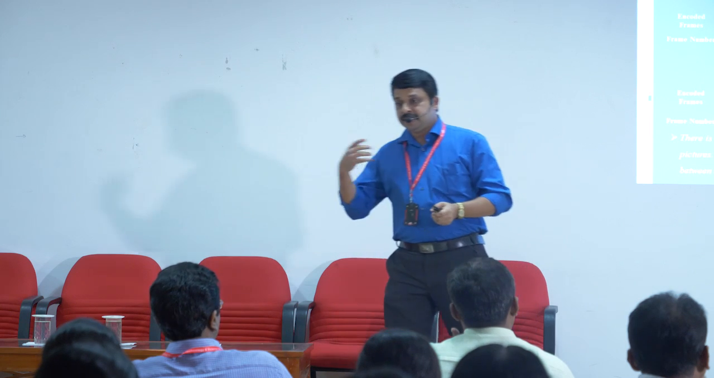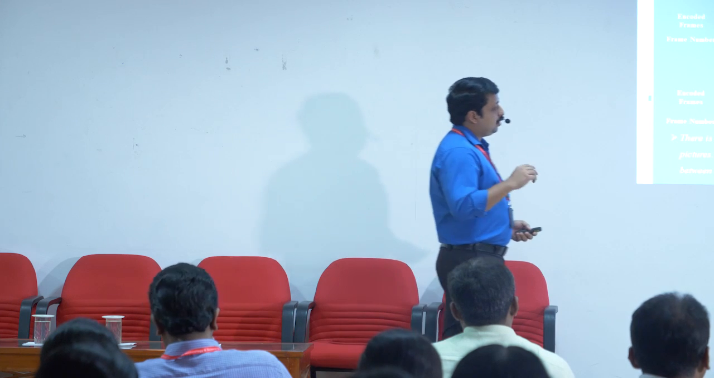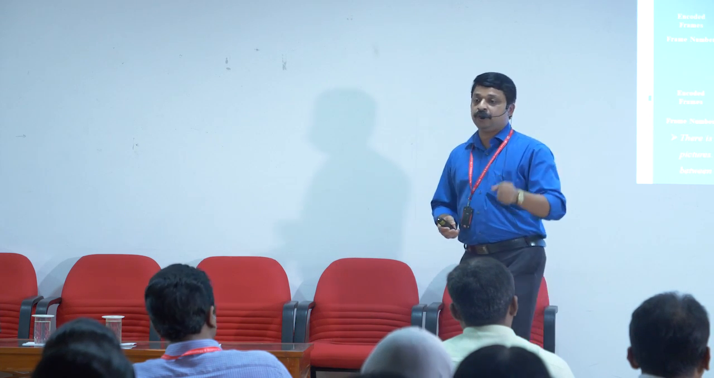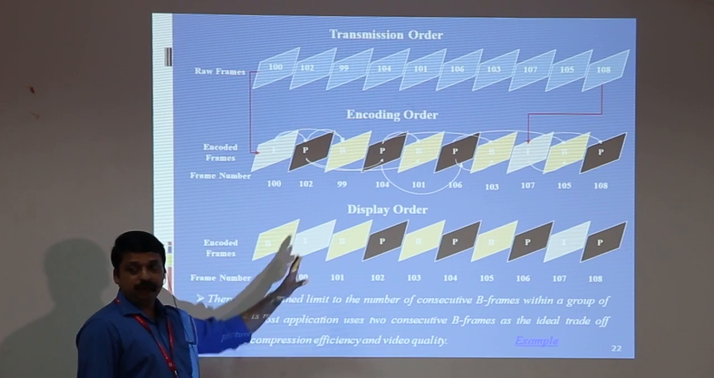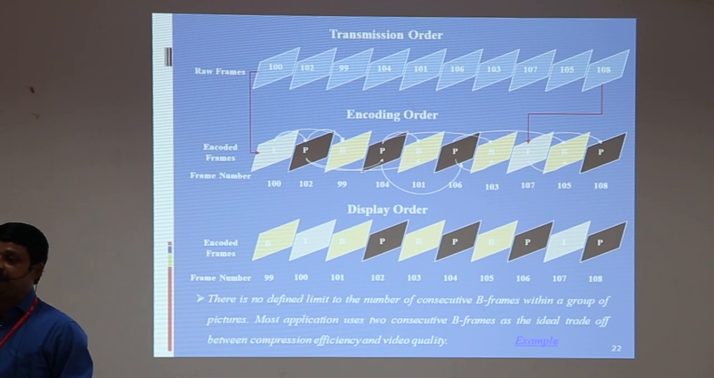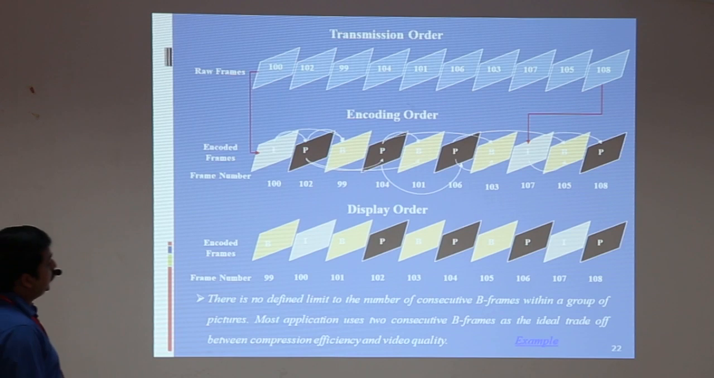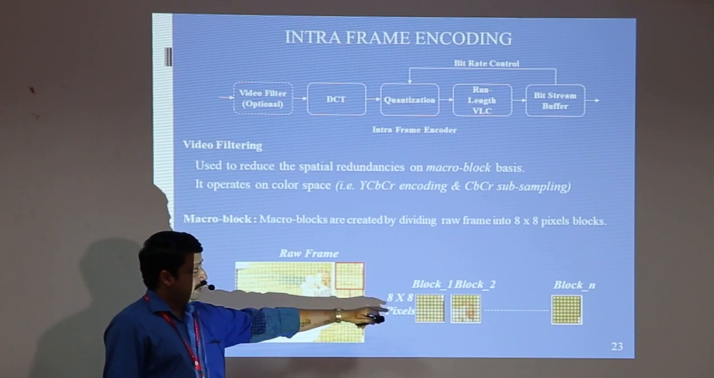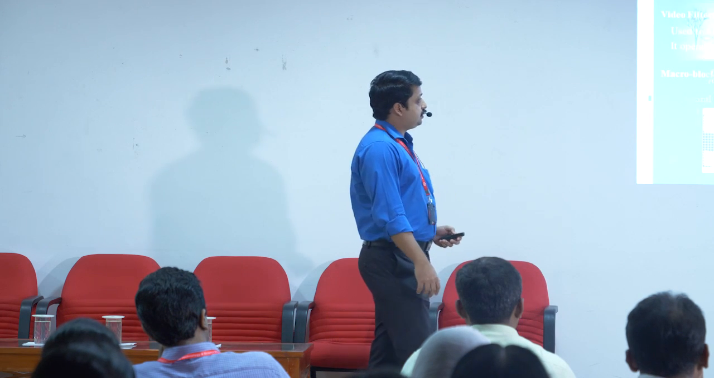So whenever there is a dependency, the frame that is to be referred should be coded first, and at the decoder side also that should be decoded first. So the decoding order will be 100 followed by 102, then followed by 99, 101, etc. So that means out of order will be there. That is, we are making use of those interdependencies to the maximum. Then again, as I explained, the raw frame will be divided into blocks of smaller sizes, and each and every block will be treated for those coding and all those informations.